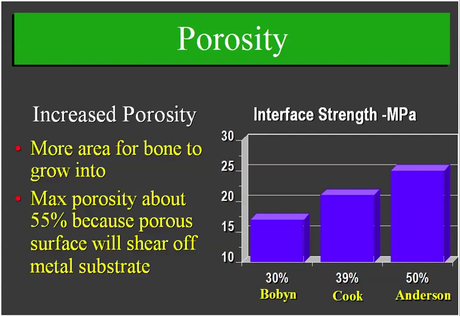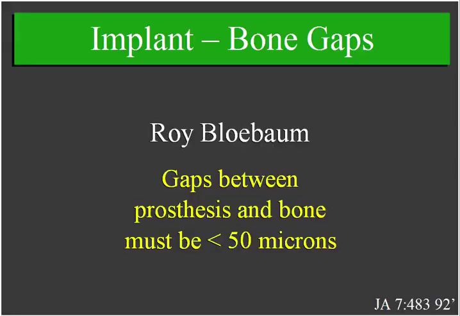by the hard knocks. If you look at the porosity by 4 different studies, if you increase the porosity, you increase the interface shear strength of that bond. The maximum porosity is around 55%. After that, it gets too porous, and you start seeing the shearing of the porous coating off of the metal, and it will happen. Roy Blebaum out in Salt Lake City did a great study showing that the gaps between the prosthesis and bone must be less than 50 microns.